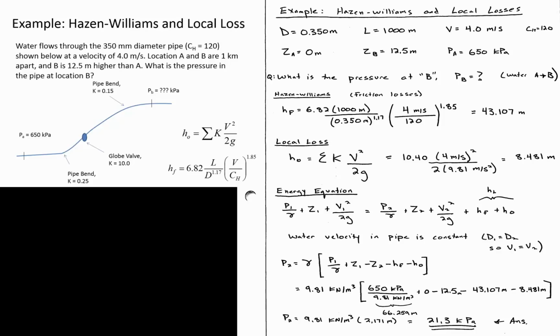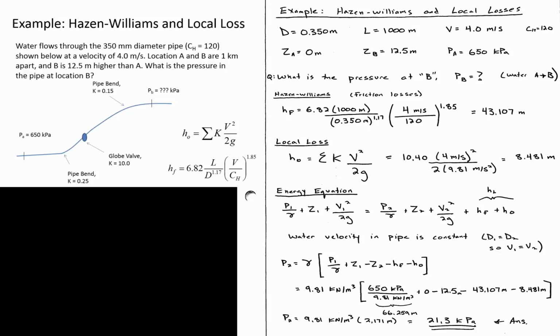All right, so this is where all the energy is coming from, the pressure head, 650 kPa divided by 9.81 kilonewtons per cubic meter. You can also write 650,000 newtons per meter squared divided by 9810 newtons per meter cubed. That works out to 66.259, that is the pressure head at 1. What that means is that if we punctured the pipe right here and put in a piezometer, the water would rise to a height of 66.259 meters. Now that's not an imaginary value, that pressure head has physical meaning.